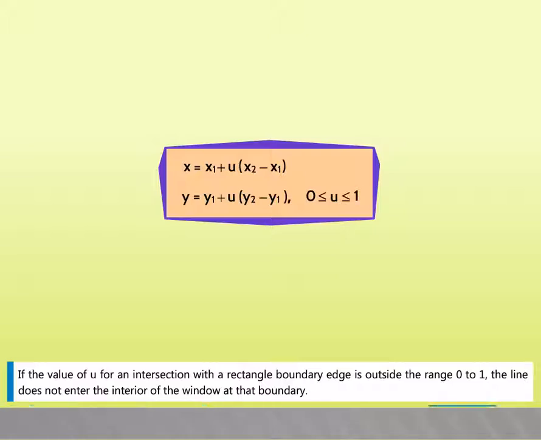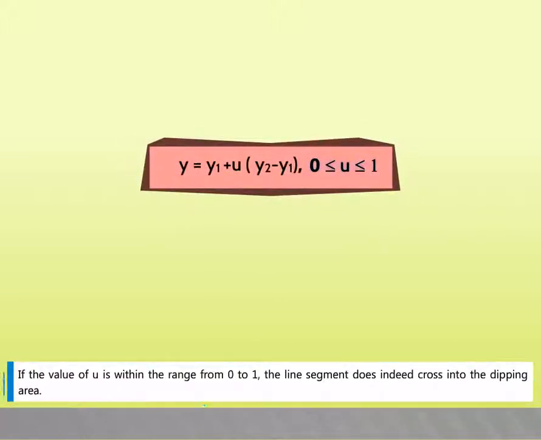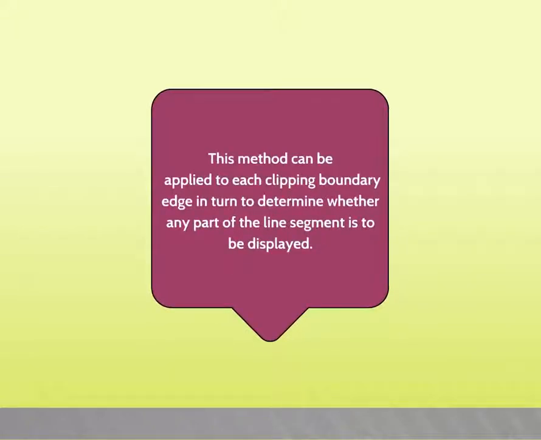If the value of u for an intersection with the rectangle boundary edge is outside the range 0 to 1, the line does not enter the interior of the window at that boundary. If the value of u is within the range from 0 to 1, the line segment does indeed cross into the clipping area. This method can be applied to each clipping boundary edge in turn to determine whether any part of the line segment is to be displayed.